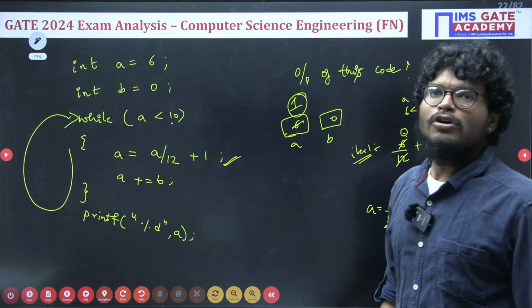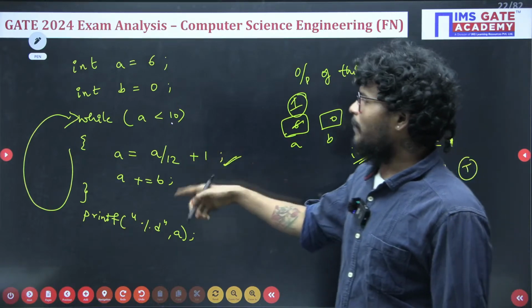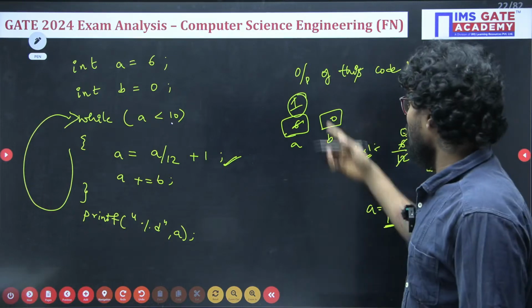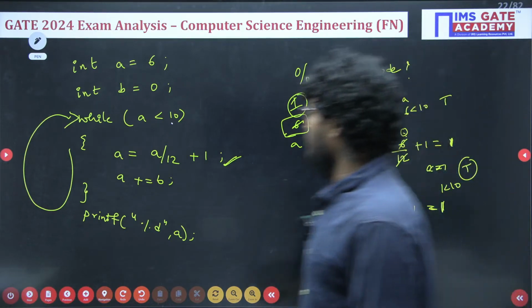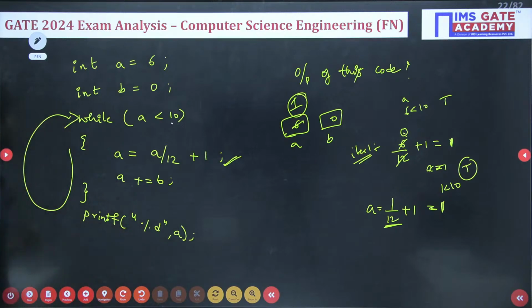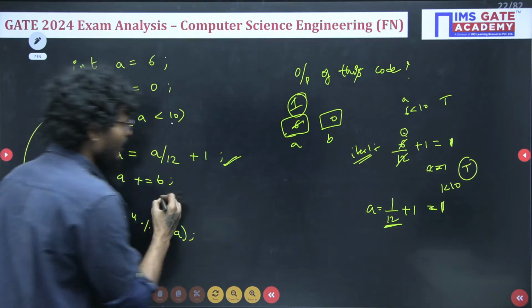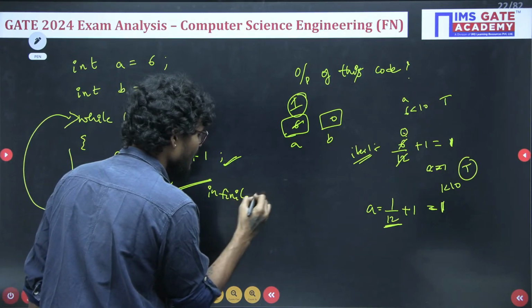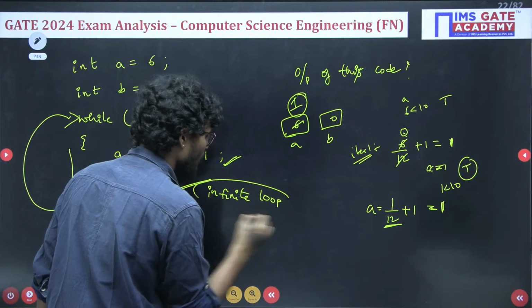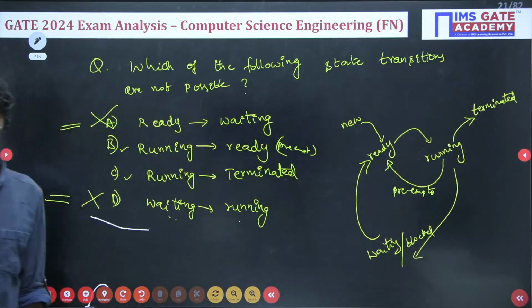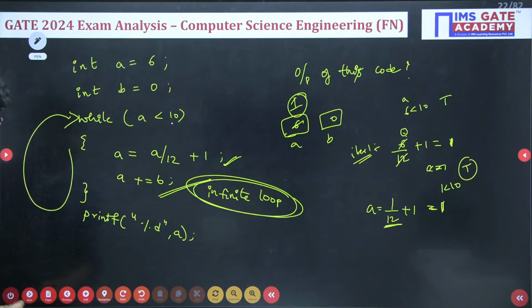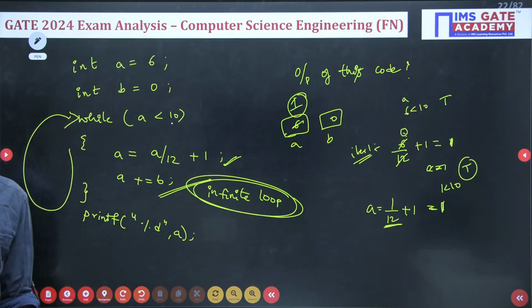So if you observe here, when you keep iterating through the while loop, the value of A remains unchanged at 1. Therefore, we will never come out of the while loop. This will be an infinite loop, and the program shall not terminate.